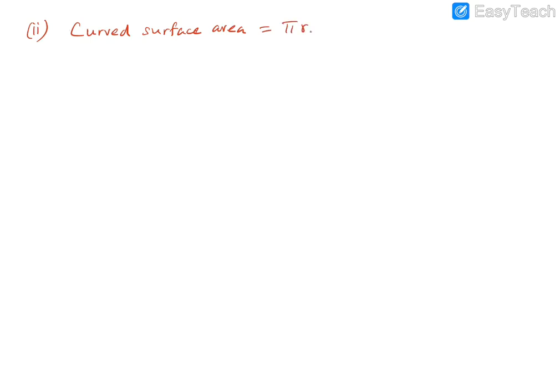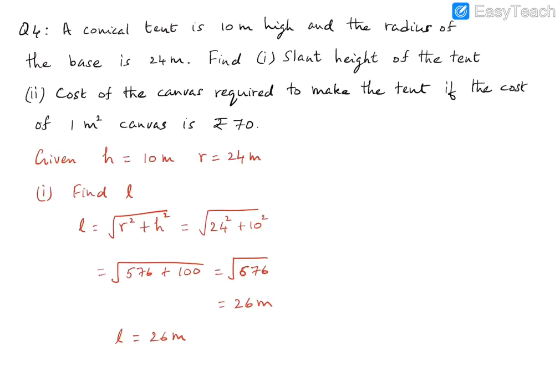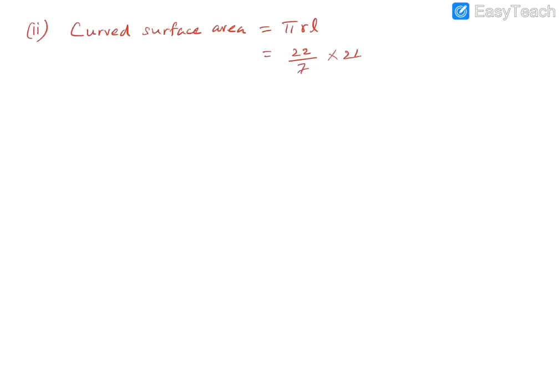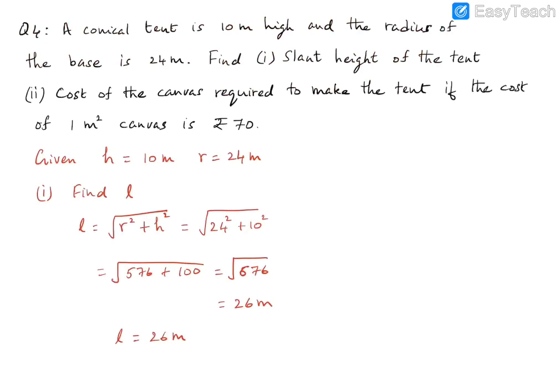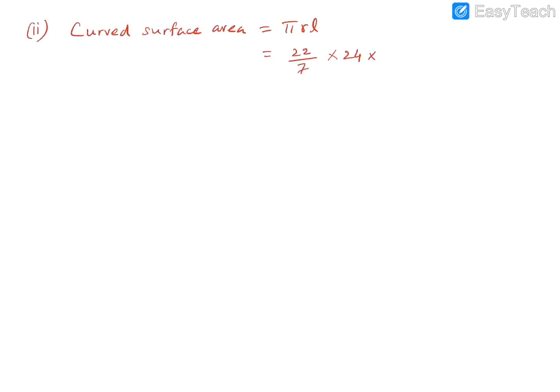Is pi r L, which is going to be equal to 22 by 7 into the value of r. The radius is given as 24 meters, so into 24, into the value of the slant height L, we have obtained that as 26 meters over here. So L is 26. Solving this will give us the curved surface area of the conical tent.